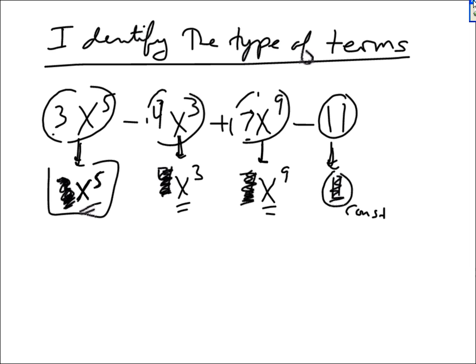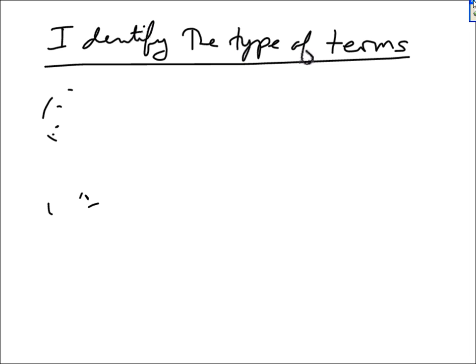So now we're ready to really move on. You want to identify the like terms. You want to now identify the like terms. Terms are alike if they're exactly the same type. You find out the type, and if they're exactly the same type, you say they're alike. They're alike. And now we're going to identify the like terms.